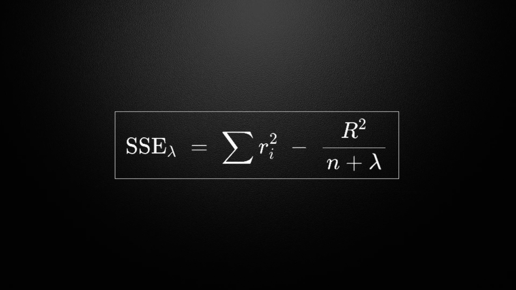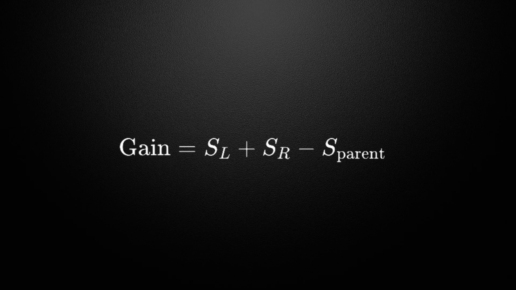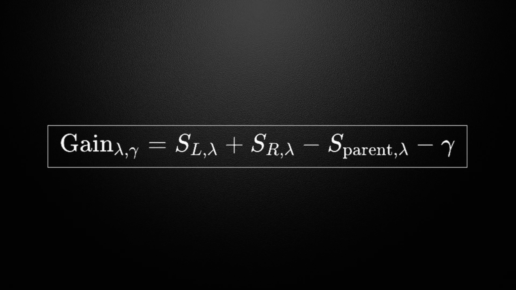The previous equation for gain that we saw looked like this. And now the new equation, once you add regularization and the gamma value, which we talked about before, the new gain would look like this. The gamma value here is like a toll that's added to the gain calculation. You only split if the gain is bigger than gamma. Otherwise, the gain becomes negative and there's no point in splitting the tree further.